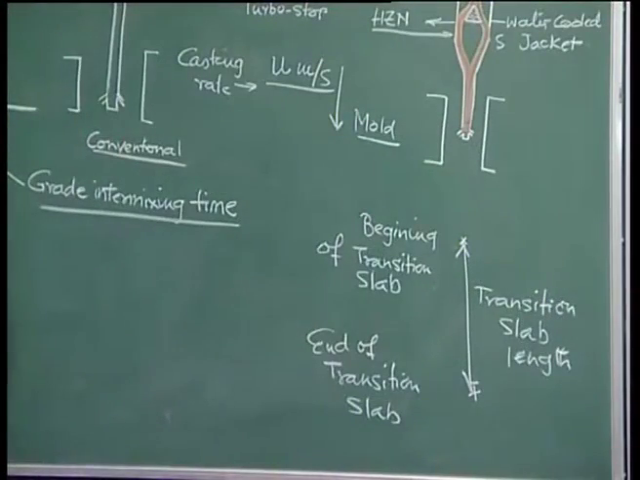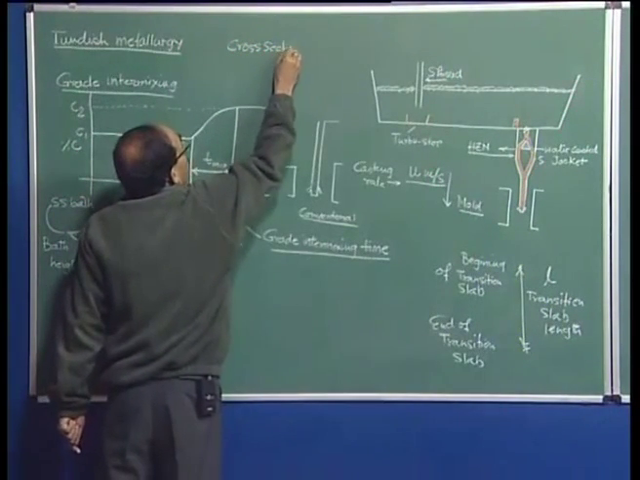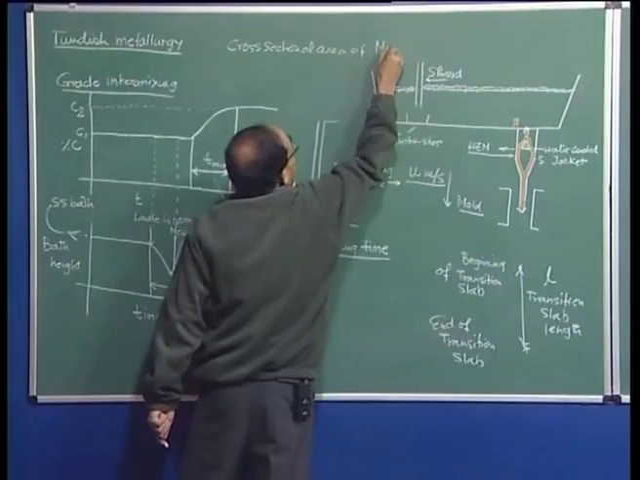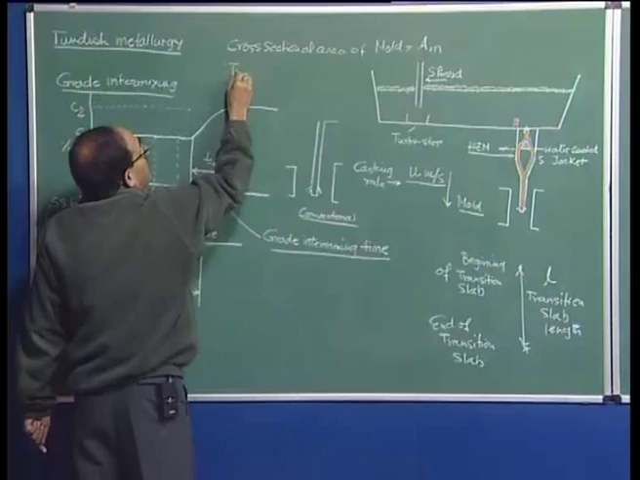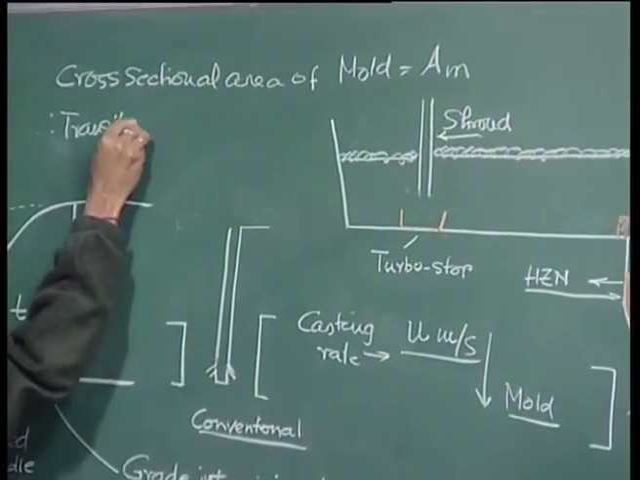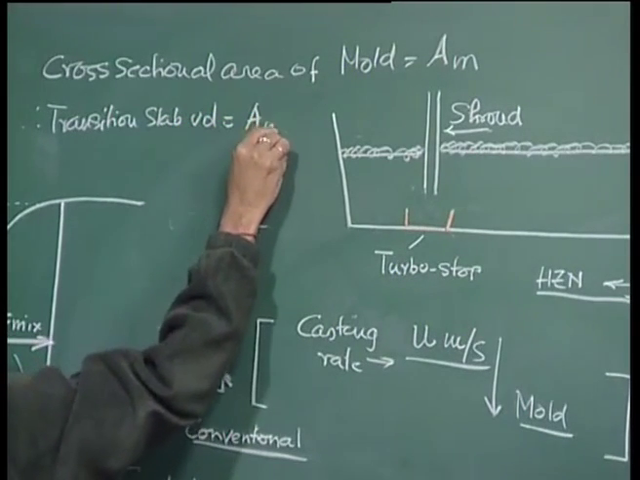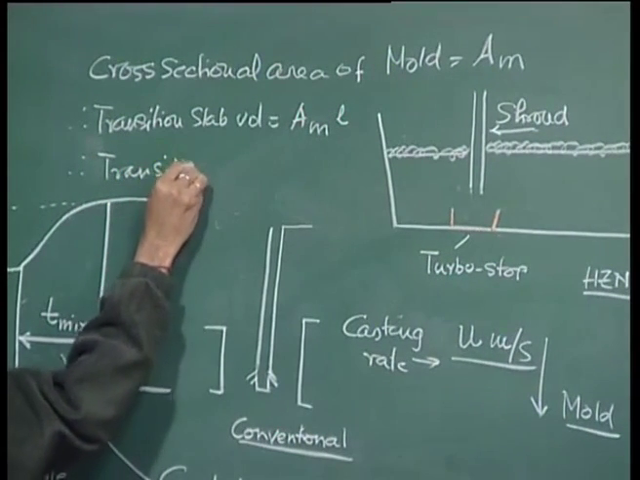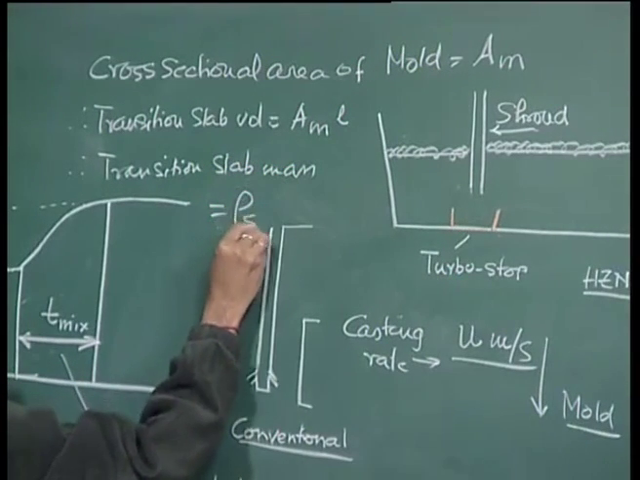If I know the transition slab length L, and if I know the cross sectional area of the mold, suppose it is A sub m, in that case transition slab volume is equal to A_m times L, and transition slab mass is equal to rho steel times A_m times L.